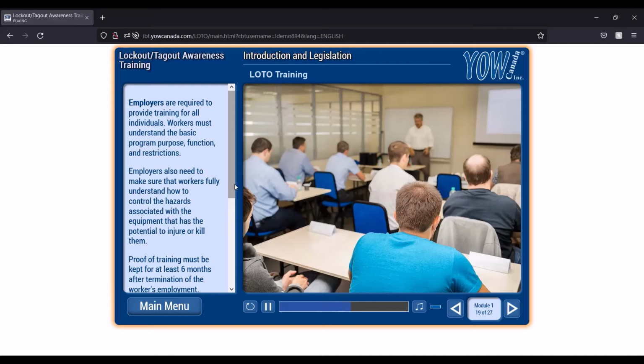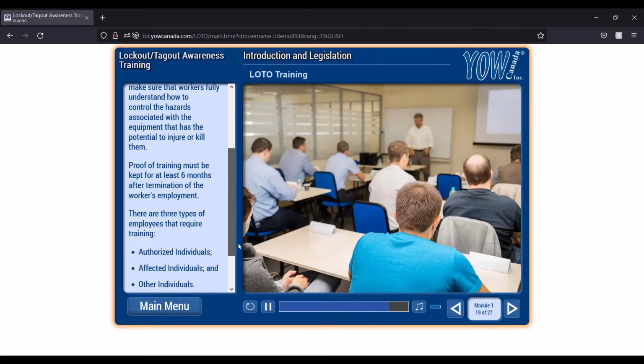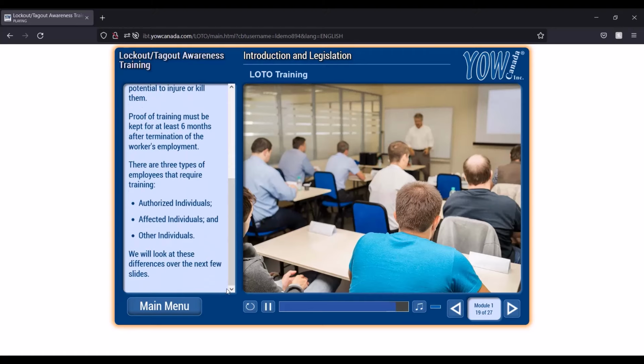Proof of training must be kept for at least 6 months after termination of the worker's employment. There are 3 types of employees that require training: authorized individuals, affected individuals, and other individuals. We will look at these differences over the next few slides.